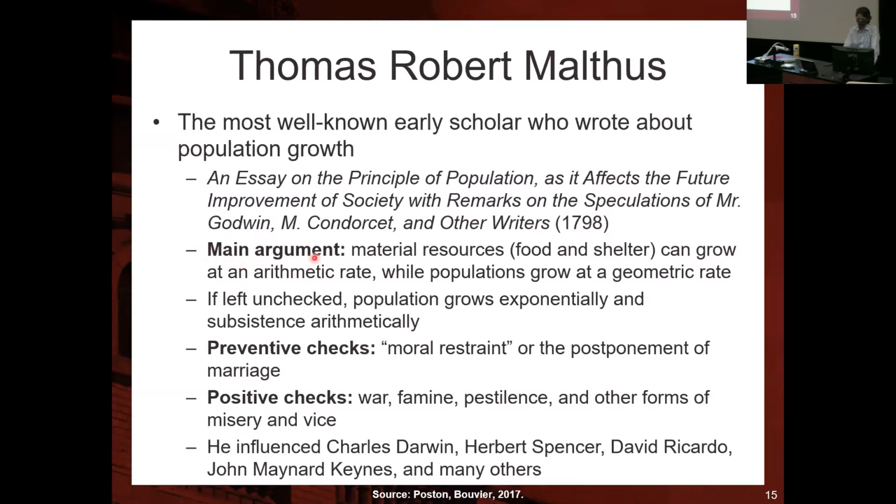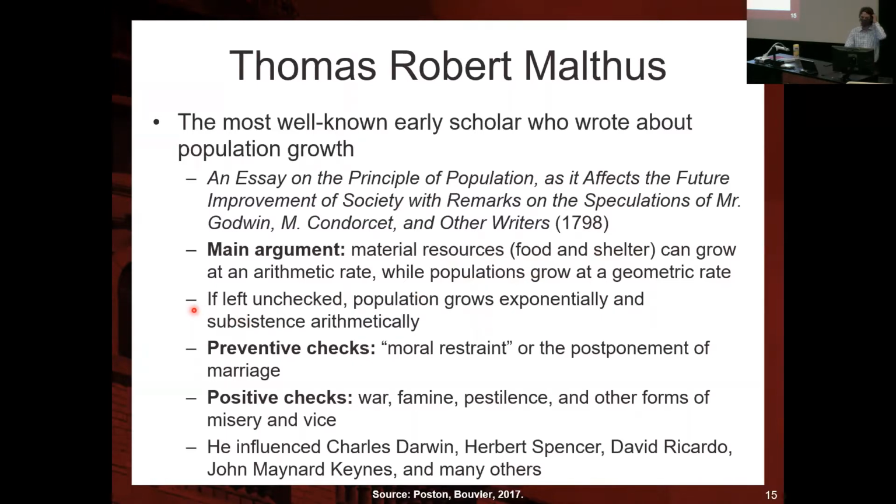His main argument is that resources in societies, such as food and shelter, usually grow at an arithmetic rate, which is slower than the rate at which populations grow. Populations grow at a much faster rate, a geometric rate, and this is much faster than our capacity as a society to produce food and shelter to sustain the population. That's his main argument.